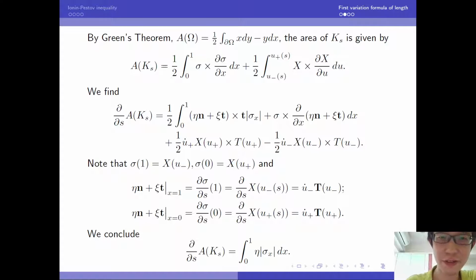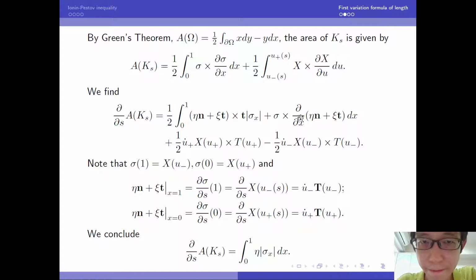Okay, so we have this relation, and putting these together, we can simplify the derivative of area, and the end result is the integral of eta times the speed. So maybe let me say why we have this. Okay, so for the first term, n cross t. Okay, this actually is the only term that remains. T cross t is 0, and for the second term, we can do integration by parts.